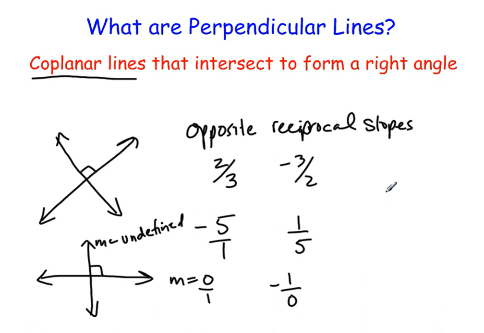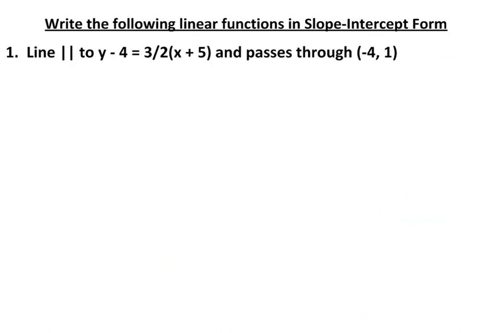Hopefully you also remember that if this is line A and line B, our symbol for perpendicular is an upside down T. So you're going to see that on your worksheets. Let's go through a couple examples.